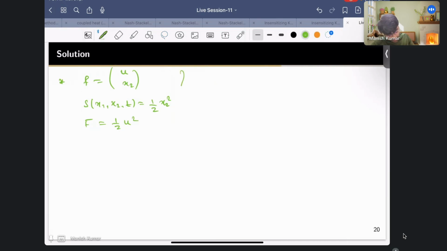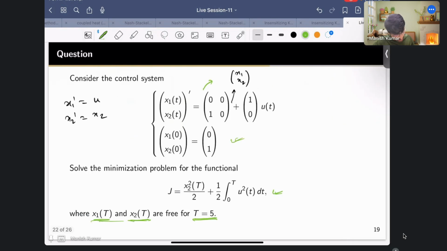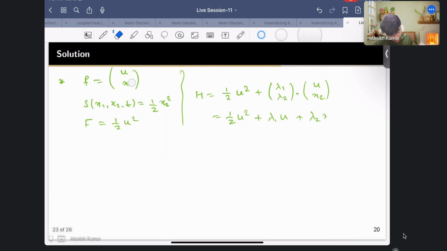Now from here we can compute the Hamiltonian. So H would be just F plus lambda times f. Here f is two components, so I'll have lambda 1, lambda 2 times this f, which is u, x1. I think I did something wrong. This is x1, right? So this is half u square plus lambda 1 u plus lambda 2 x1. So this is my Hamiltonian.